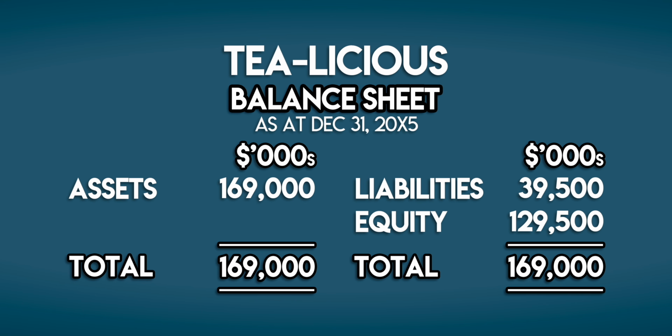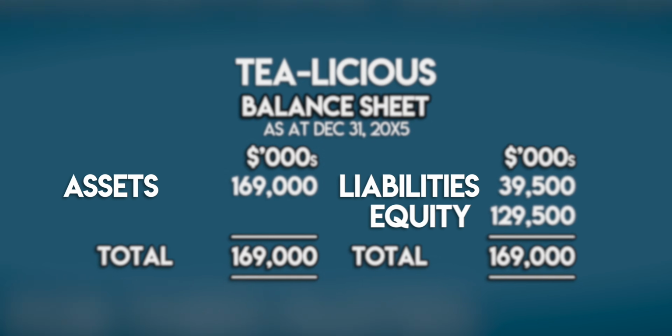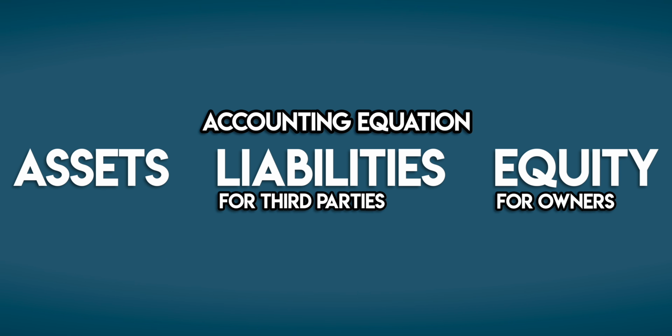At the bottom of the balance sheet, Tealicious has total assets of $169 million and total liabilities and equity of $169 million. The stuff it owns is equal to the stuff it owes, so the balance sheet is in balance, which is fantastic news because a balance sheet always has to balance. Why? Because it says so in the accounting equation. Assets shall always equal liabilities plus equity. Or the stuff that a business owns is equal to the stuff that a business owes.